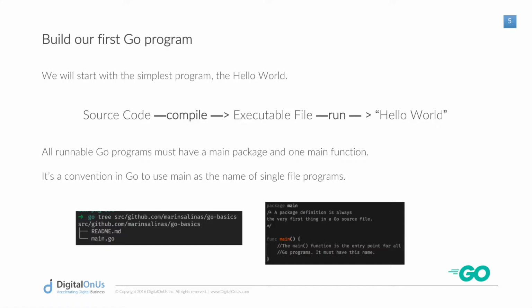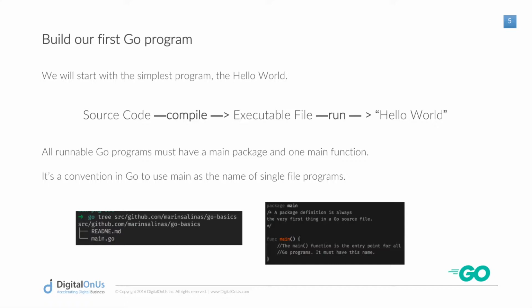We'll write our code in a single source code file. Then, we will compile that file using the Go compiler, which generates a single binary or executable file. Running the file, the program will print hello world to the console. Now, let's see how we can write this.